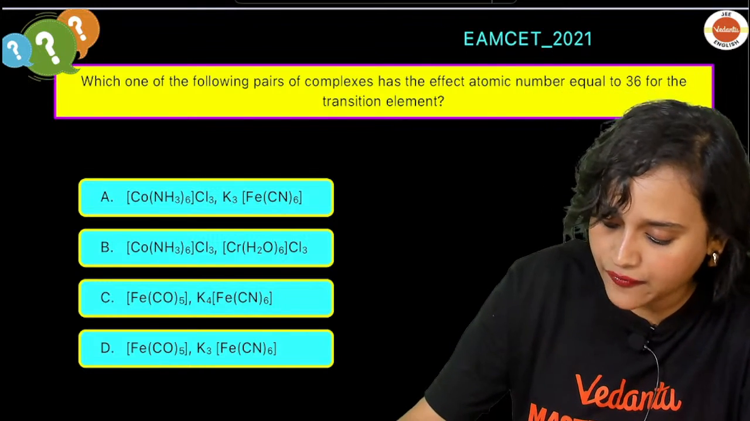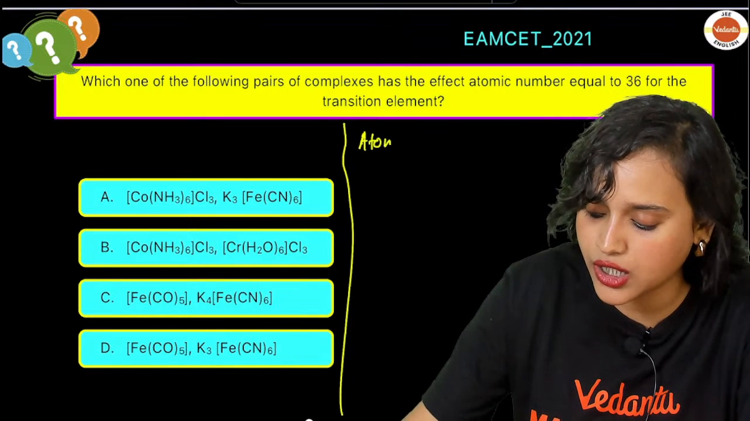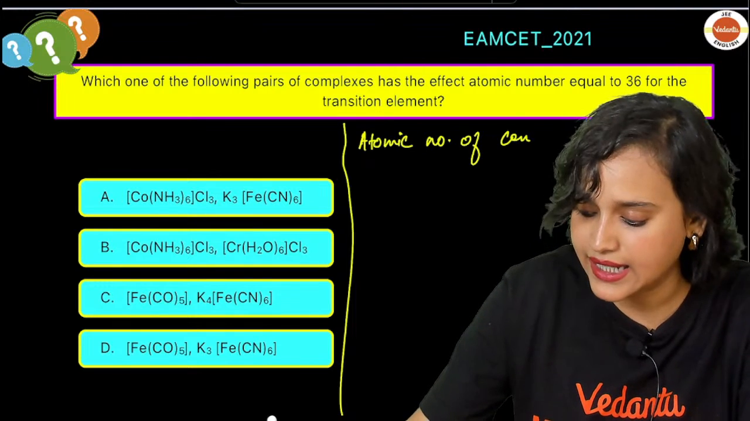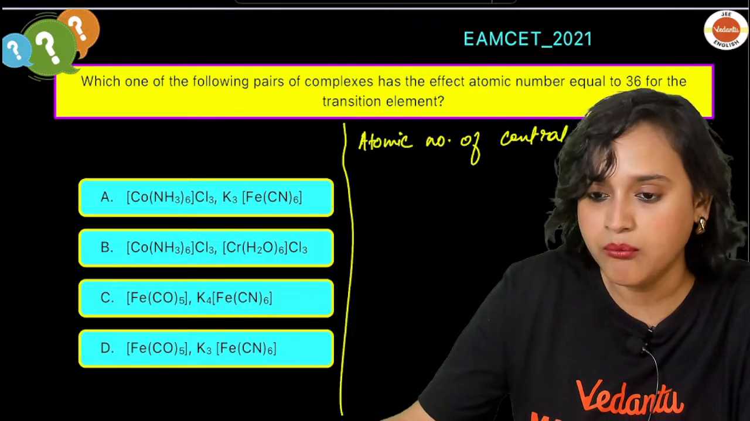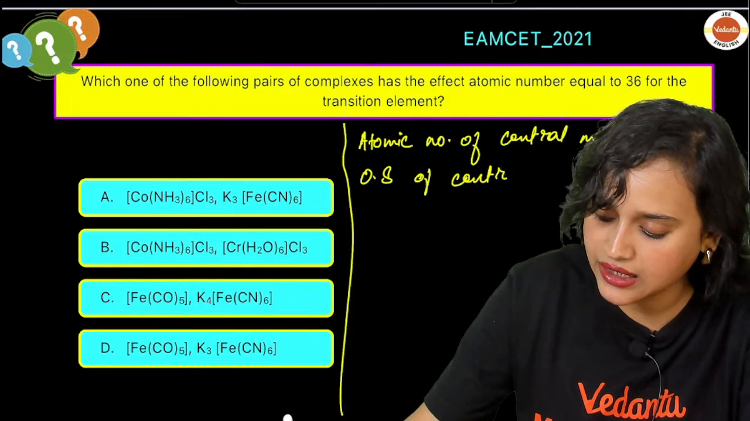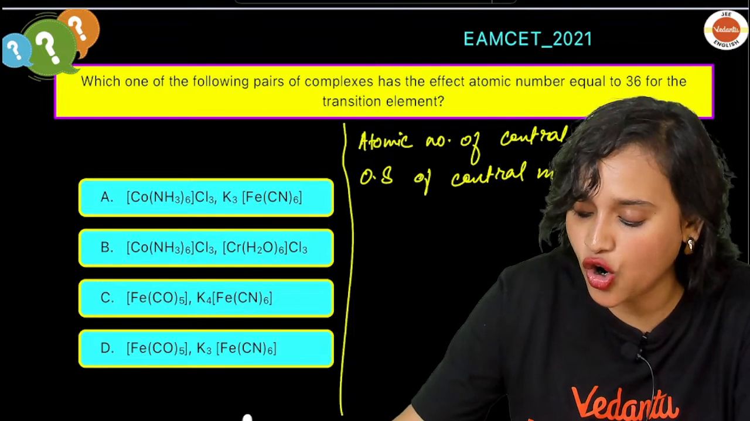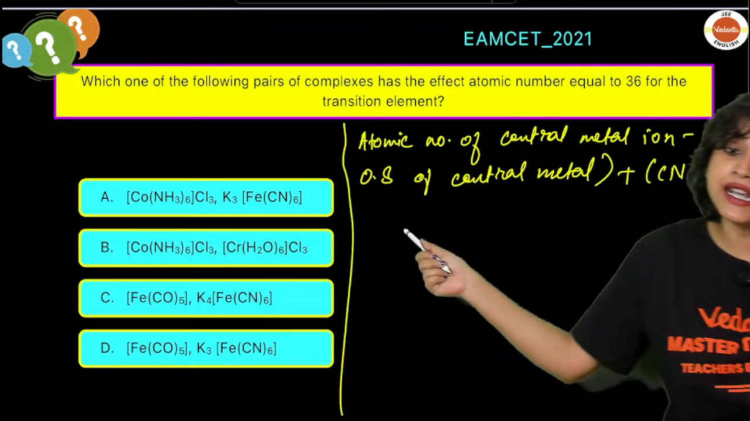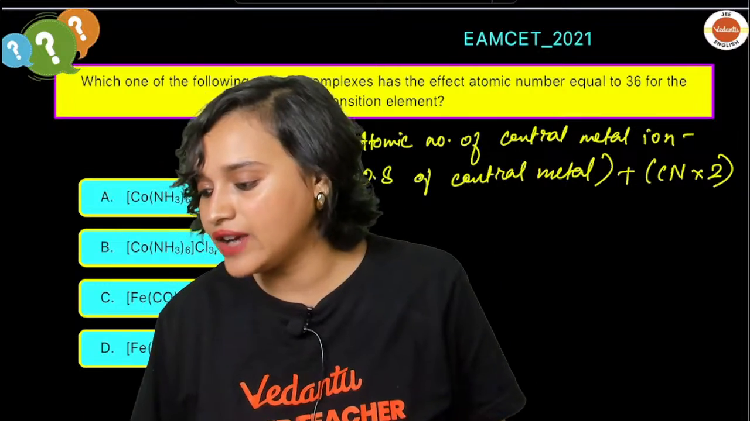The effective atomic number you can calculate as the atomic number of the central metal ion, minus the oxidation state of the central metal, plus the coordination number multiplied by 2. Yes, coordination number is basically how many ligands are attached. Very good, NK.